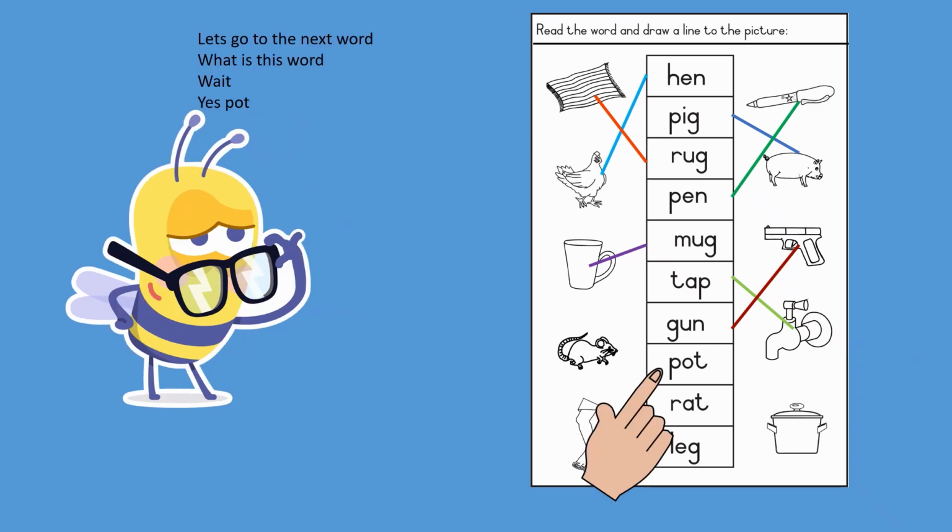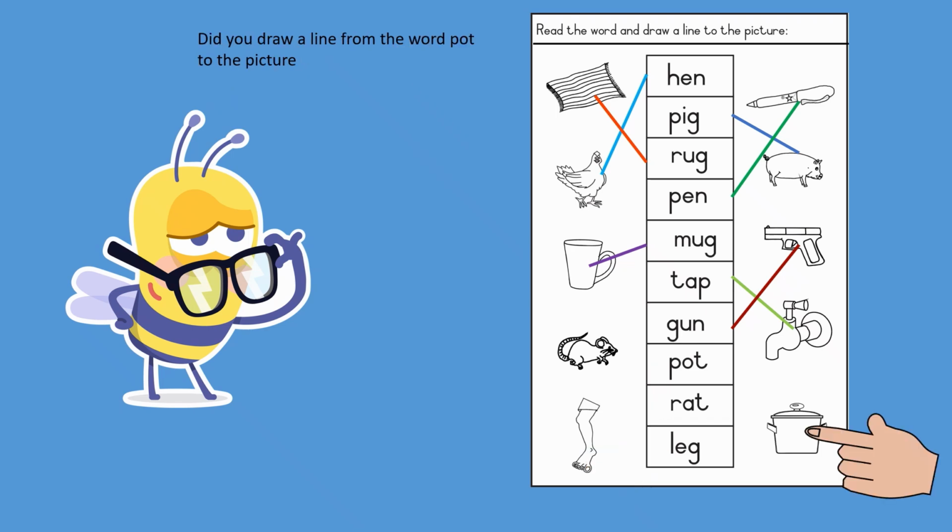Let's go to the next word. What is this word? Pot. Yes, it says pot. Did you find the picture of a pot? And draw a line from the word pot to the picture.